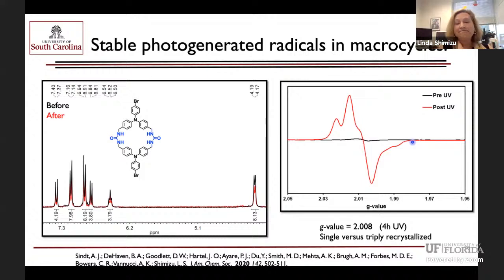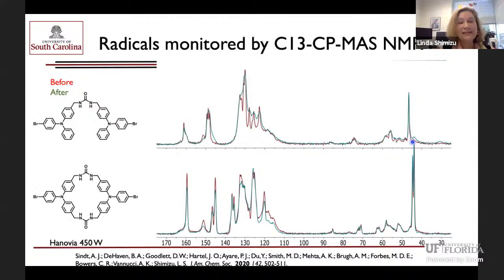NMR and X-ray can't tell us if there's less than 5% of something else there, right? So we're looking at how many radicals are formed and how much material there is. We can look at the stability of these by solid state NMR. And so we've monitored the radical formation by cross-polarized magic angle spinning C13 NMR.